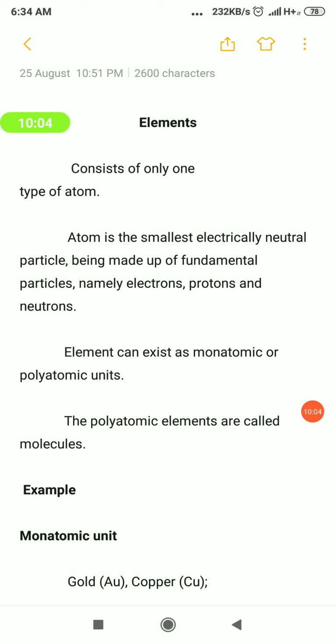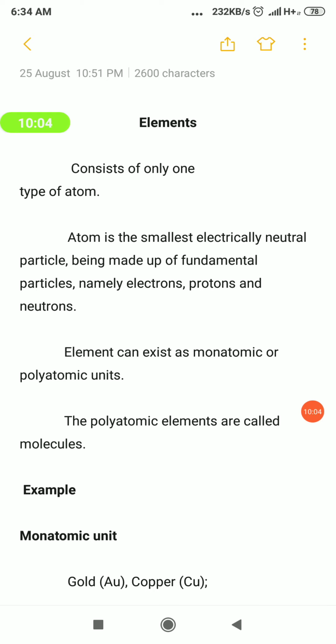Okay, then examples for elements are given. For monoatomic units, the examples are gold and copper. They exist as a single atom, Au, Cu. Then polyatomic units, the examples are hydrogen. A hydrogen molecule is two hydrogen atoms, no? So it can be taken as an example for a molecule. Then phosphorus, P4. It is also polyatomic since it's made by more than 3 phosphorus atoms.